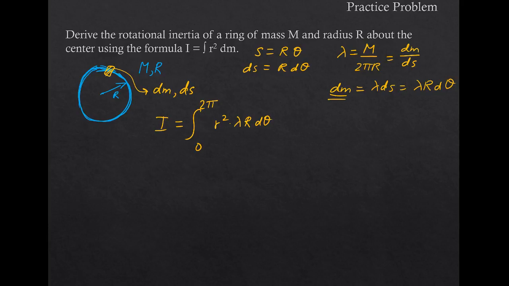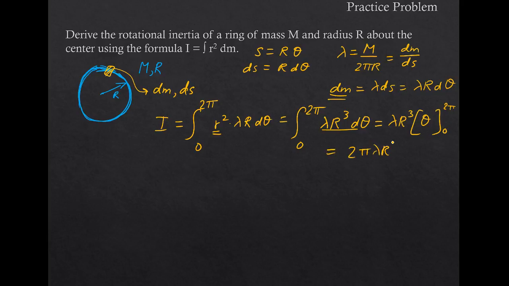So now we see what else we can do with this. Before I integrate, I'll do one more step. Little r right here is not changing, it's just going to be big R. So it's going to be lambda r cubed d theta, which is really cool because none of that is changing with respect to theta as we go around. So it's just lambda r cubed times the integral of d theta, which is just theta from 0 to 2 pi, which is just 2 pi lambda r cubed.